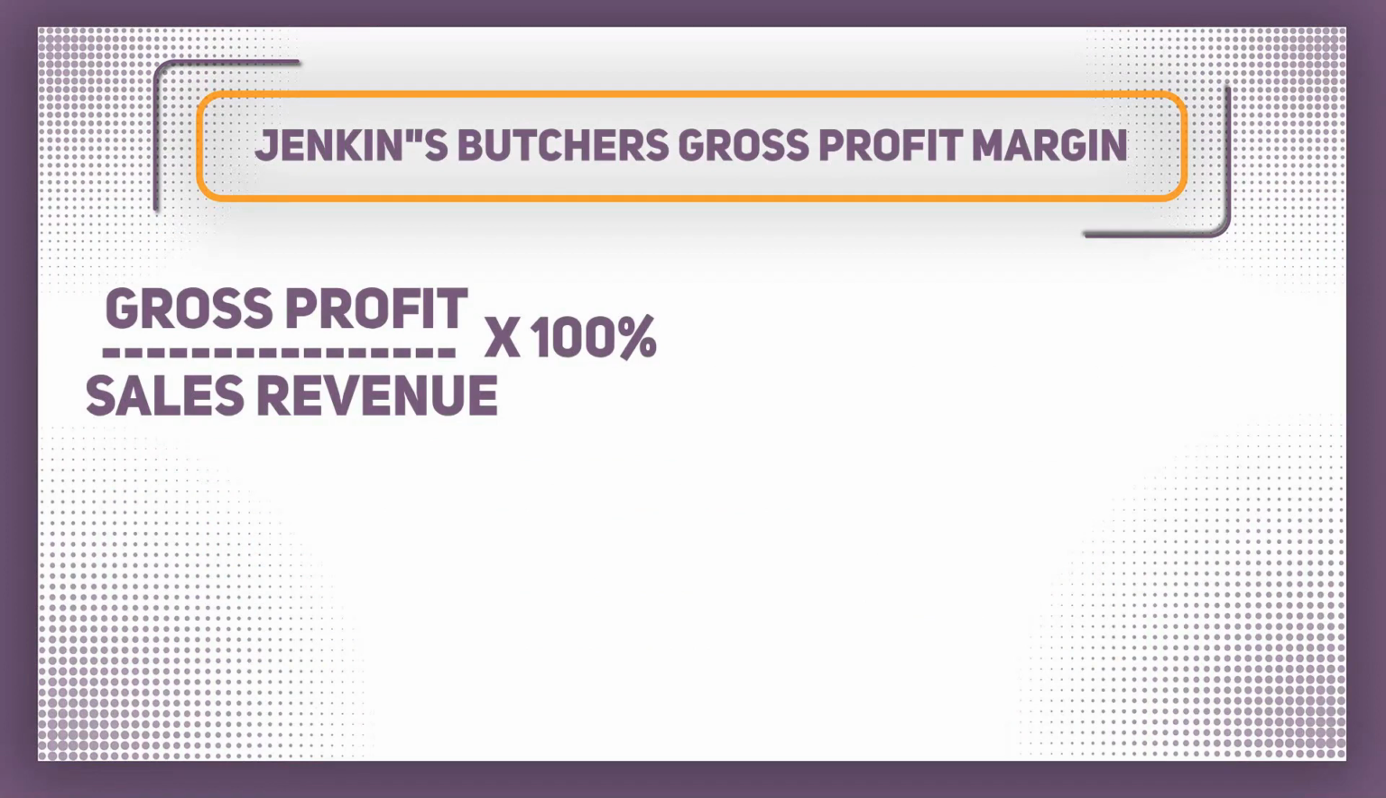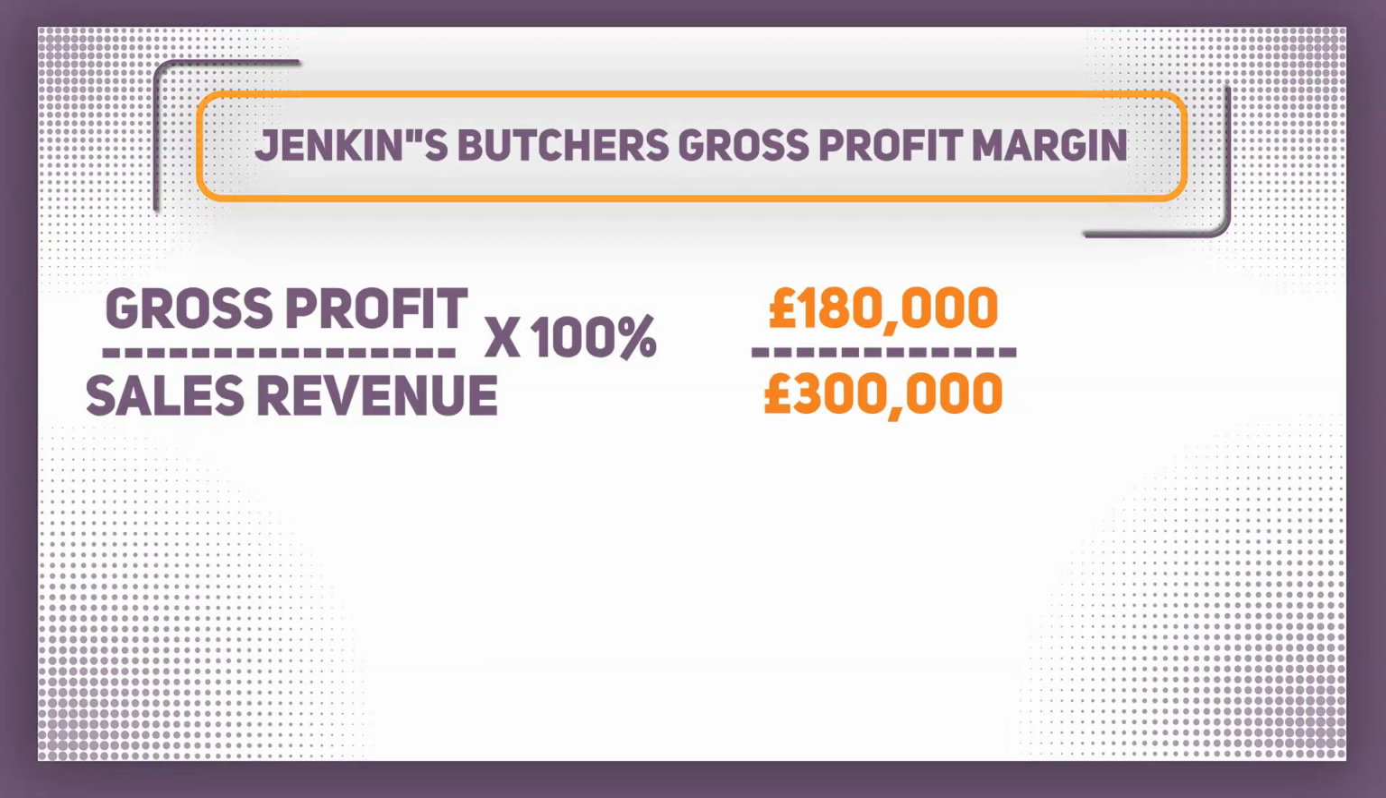So let's slow that down and pop the numbers into the formula. So firstly, £180,000 is Jenkins' gross profit. We just calculated this. And we need to divide this by the sales revenue, which is £300,000, and we need to multiply this answer by 100.